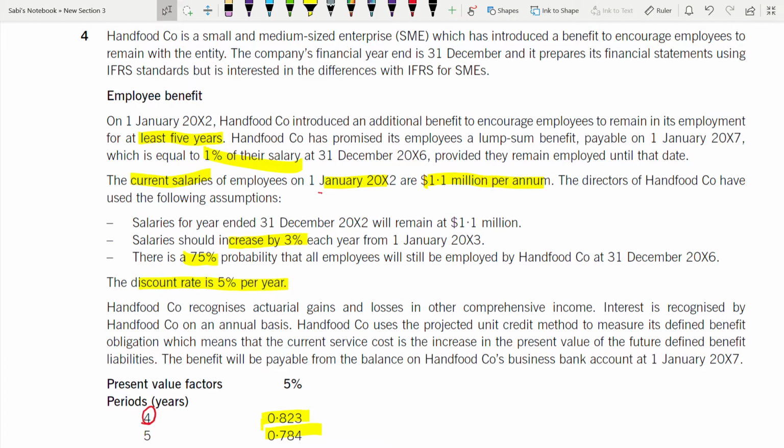They have told that the benefit is equal to 1% of their salary at 31st December 2006. The benefit will be the lump sum benefit payable on 1st of January 2007, which is equal to 1%. So 2003, 2004, 2005, 2006, 2007.